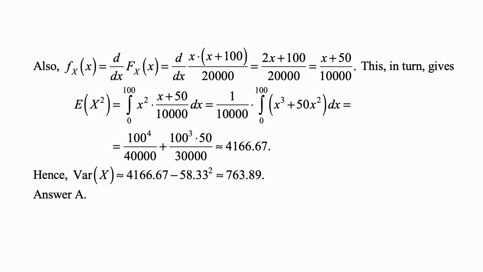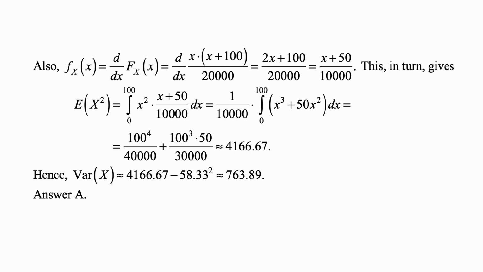Well, we can't really use the Darth-Vader rule for the second moment, but what we're going to do is just find the density as a derivative of the cumulative distribution function. So derivative with respect to x of x times x plus 100 over 20,000. And that's equal to 2x plus 100 over 20,000, which is x plus 50 over 10,000. And then we use this density to find the second moment, so that we can find the variance. The second moment is equal to the integral from 0 to 100 of x squared times the density of x, x plus 50 over 10,000, dx.